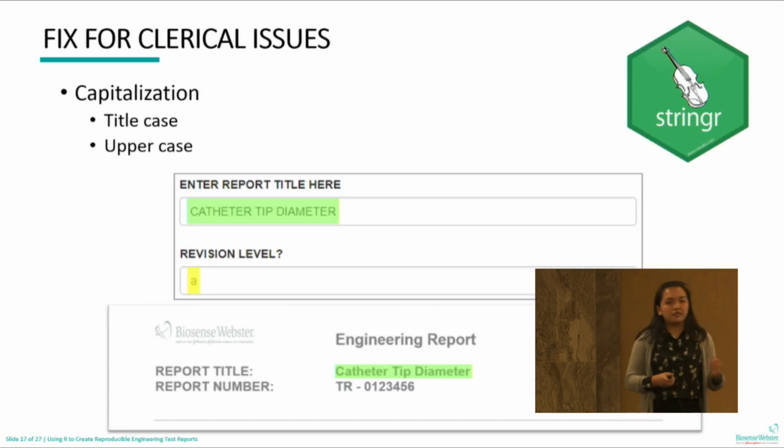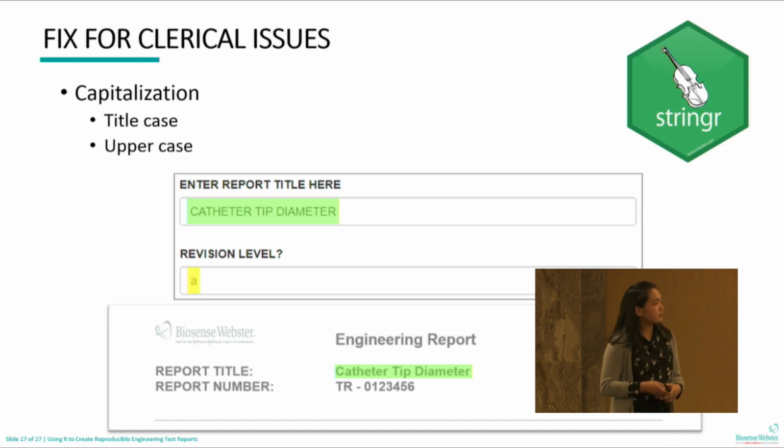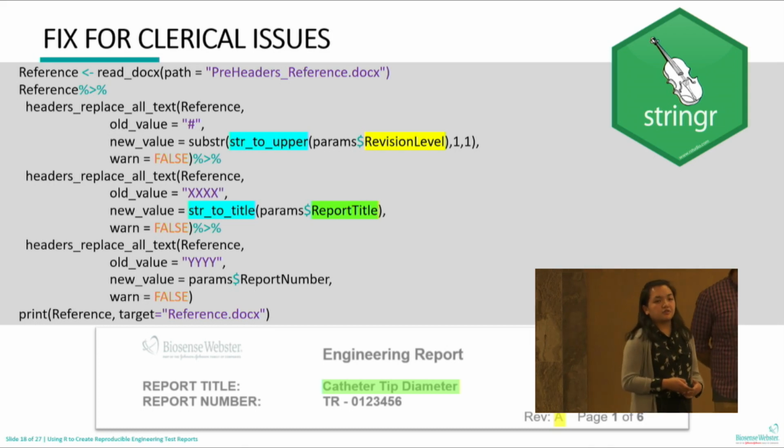And also, sometimes our engineers are rushing their reports, furiously typing, and sometimes accidentally they hit the caps lock on. And we don't want it to be shown in the report, because what we wanted to show is something in title case as shown in the photo below. So stringr is really helpful to do that. The functions str_to_upper and str_to_title help us to be able to control these user inputs.